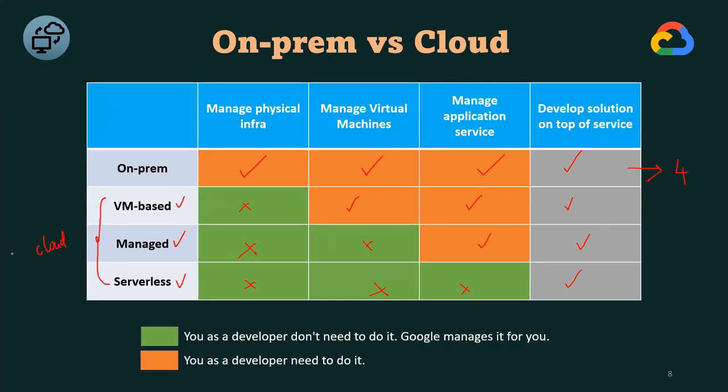But in the cloud-based things, we have three categories. One is VM-based services, managed services, and serverless services. In VM-based services, you don't need to physically buy your machines and manage the physical infrastructure. But you have to manage your virtual machine, manage your application, and develop your solution. But when you go to managed services, you don't need to worry about the physical infrastructure and virtual machines. You have to manage the application and development. In serverless, you don't need to worry about any of the infrastructure details. You just have to focus on the development only.